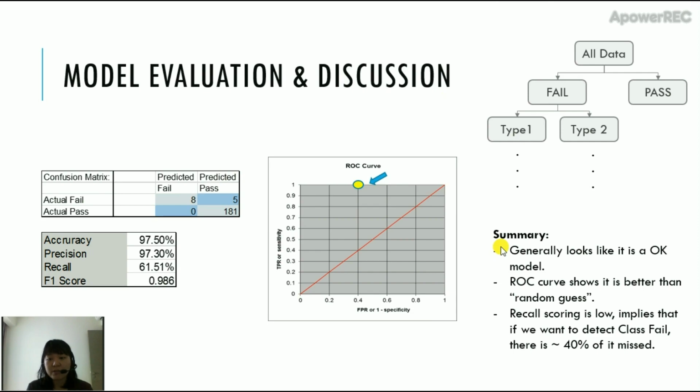In general, based on accuracy and precision, it looks okay. The ROC curves also show that this is better. The prediction is better than just random guessing whether it's pass or fail. However, do take note that the recall is very low, about 61%. This implies that if we are interested in detecting the fail parts, then there is about 40% of the time we might misclassify. So this is actually not very good.